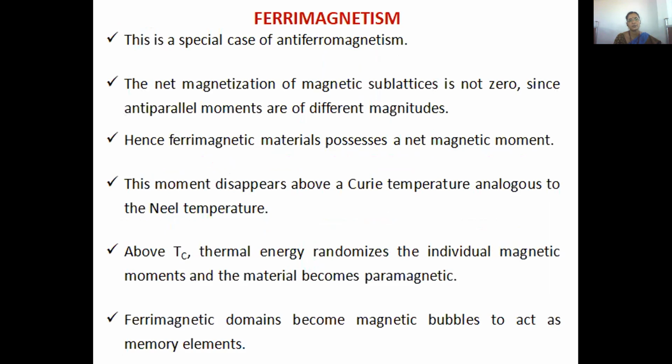Next, ferrimagnetism. This is a special case of antiferromagnetism. The net magnetization of the magnetic sublattices is non-zero since the antiparallel moments are of different magnitude. That means here some net magnetization will be there.